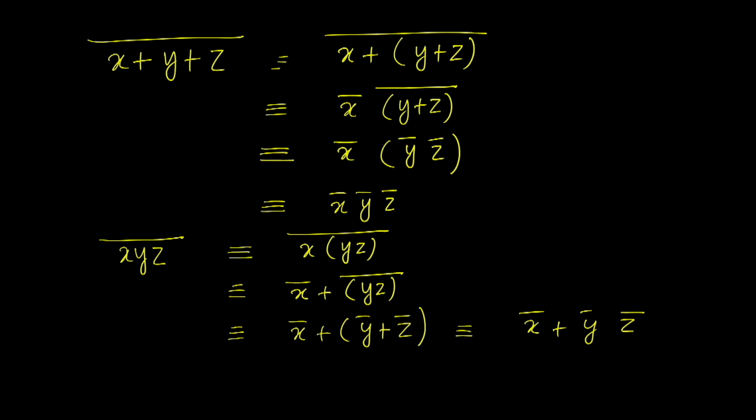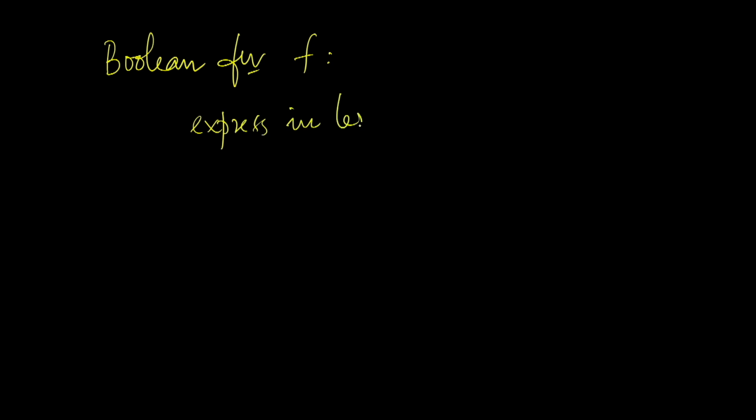Now let us go back to our Boolean function f. And let us say we want to express f in terms of the inputs x and y and 0, 1, 2 variable logical connectives.